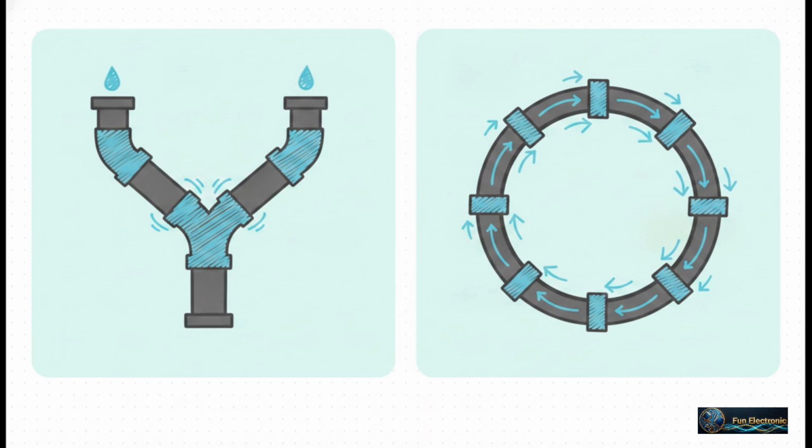First up is a node. A node is simply the point of connection between two or more branches in a circuit. You can think of it just like a T-junction where a plumbing pipe splits in two directions. The second word is a loop. A loop is just any closed path in a circuit where the current can travel in a complete full circle.